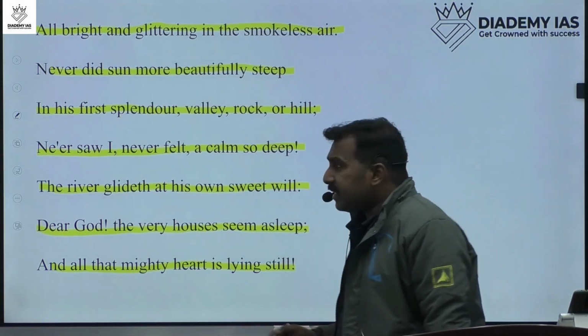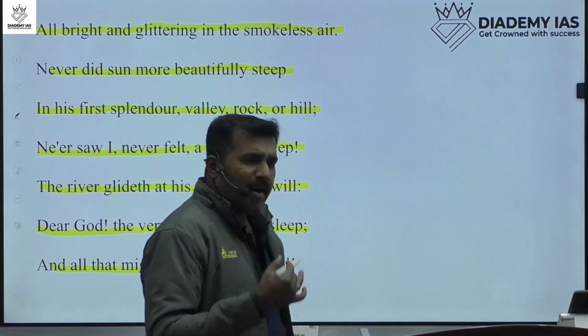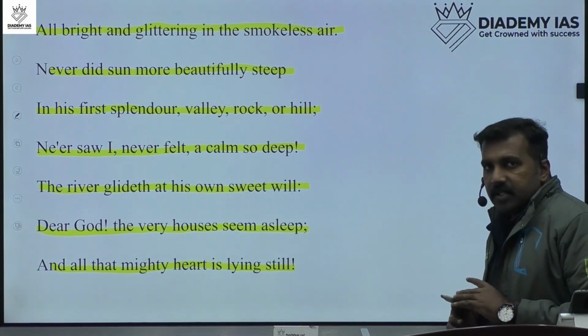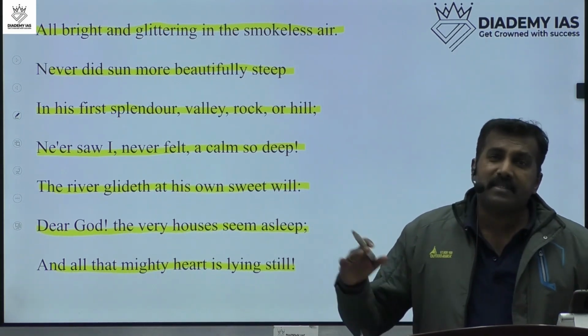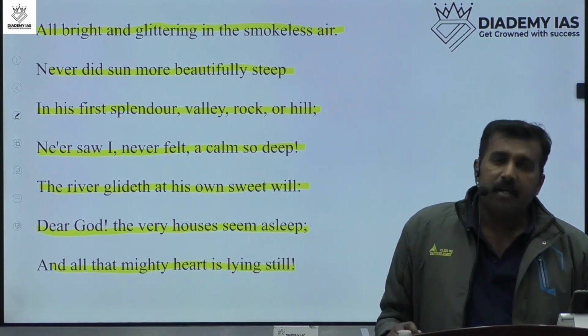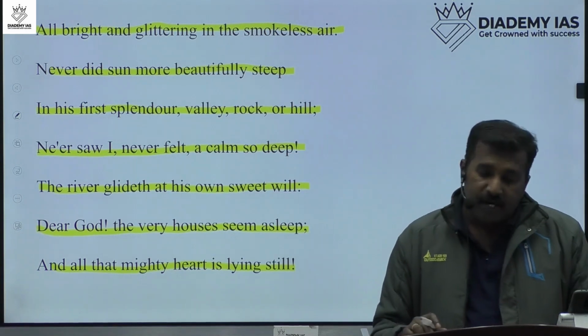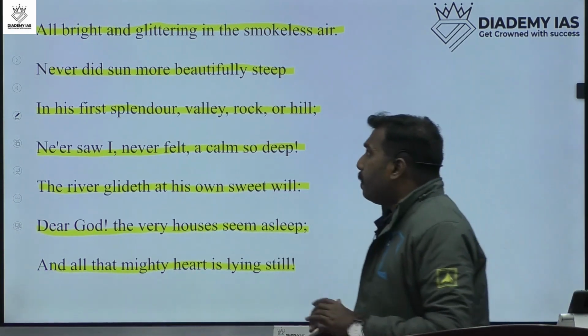Okay, these are the 14 lines of this poem. We already said this poem is a sonnet. So, what are the features of a sonnet? From that, we can start. We already said this poem is a sonnet. Then what do you mean by sonnet? Sonnet is a short poem.